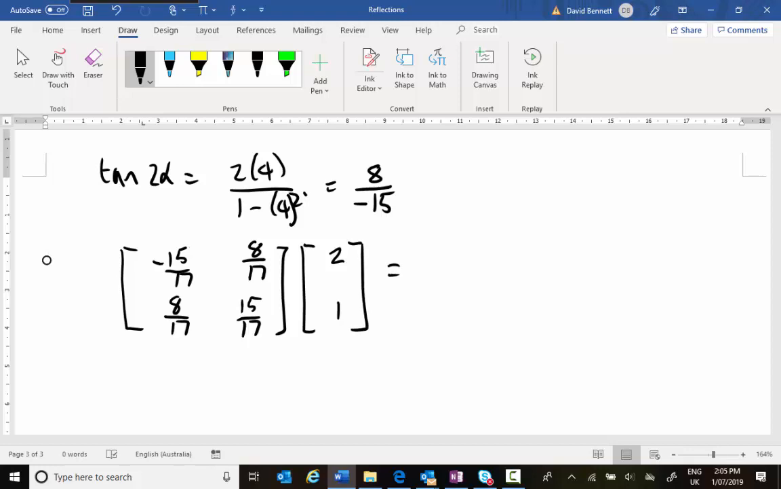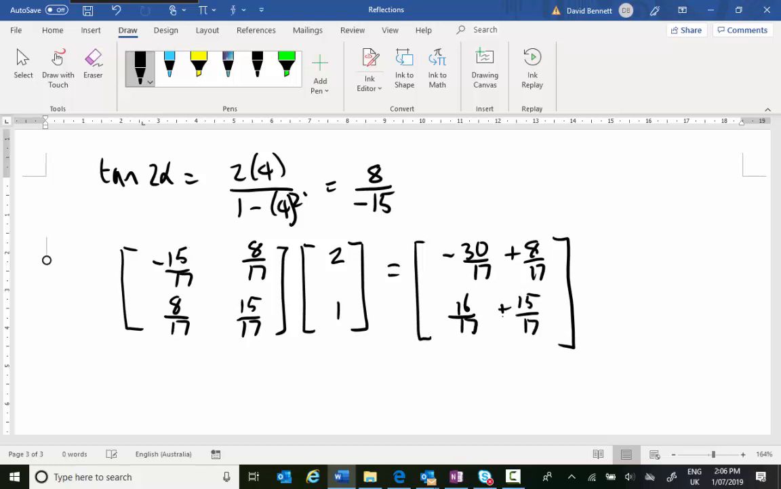So therefore, if I'm going to do that multiplication, 2 times 15 is going to be minus 30 on 17. 1 times 8 is going to be plus 8 on 17. My next point is going to be 8 times 2 is 16 on 17, and 15 times 1 is plus 15 on 17. So my final answer there is going to be in fact equal to minus 22 on 17 and 31 on 17.